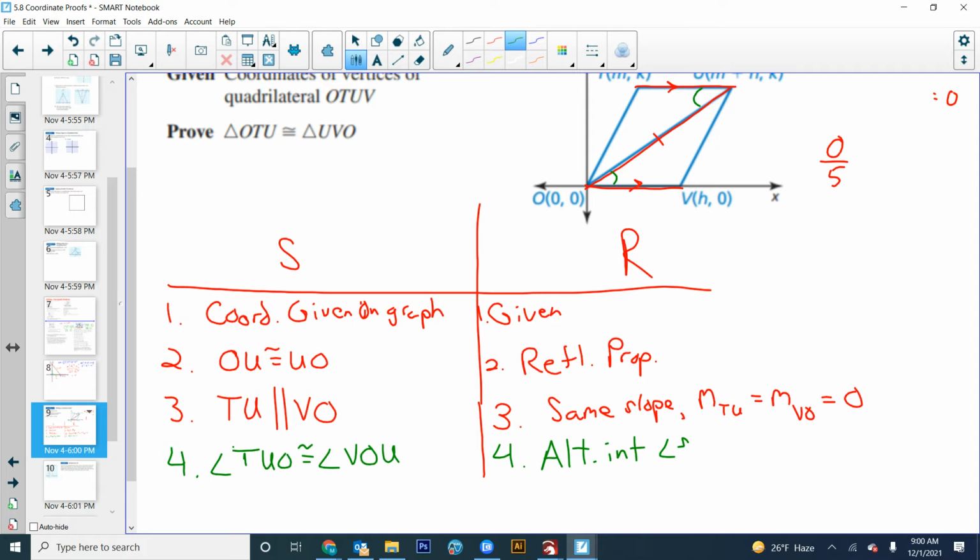Well, what do we have so far? We do have a side, this reflexive one. Does the parallel count as an S? An SAS or SSS? No. So all we have is a pair of angles and a pair of sides. We need something else.